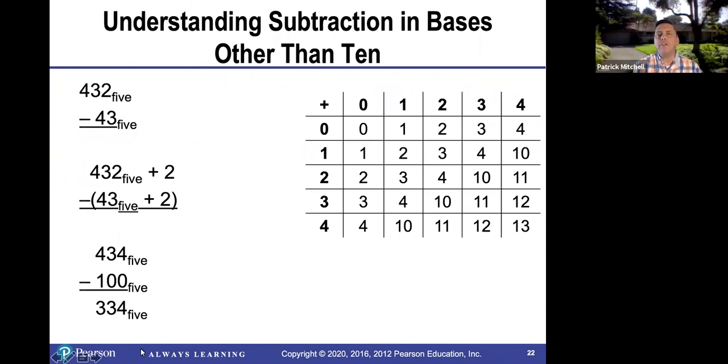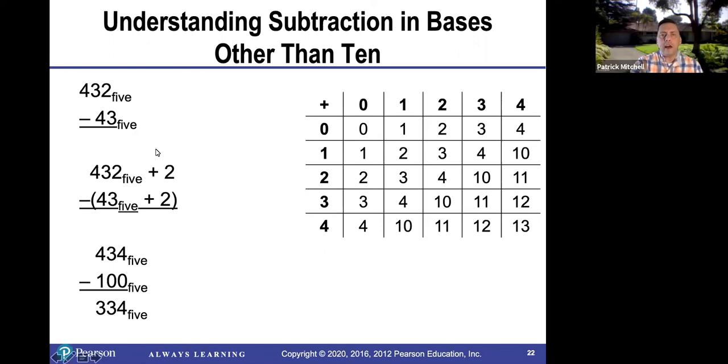Next, we come to understanding subtraction in bases other than 10. So the problem here is 432 in base 5. We're going to subtract 43 in base 5. Notice the addition table over here. An addition table is still helpful for doing subtraction, although in this case we don't have to use it all that much, because they're not using the standard algorithm. They are actually using an equal additions algorithm.